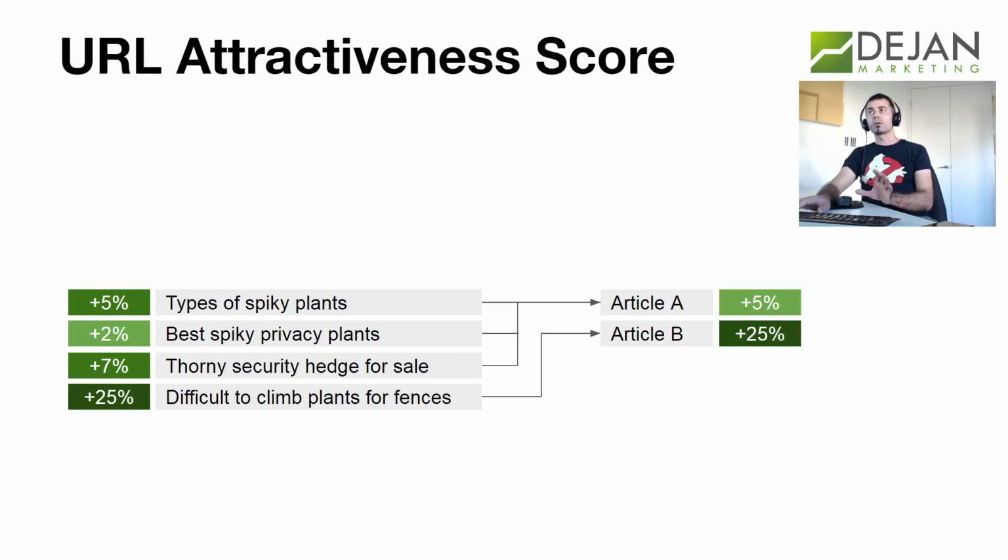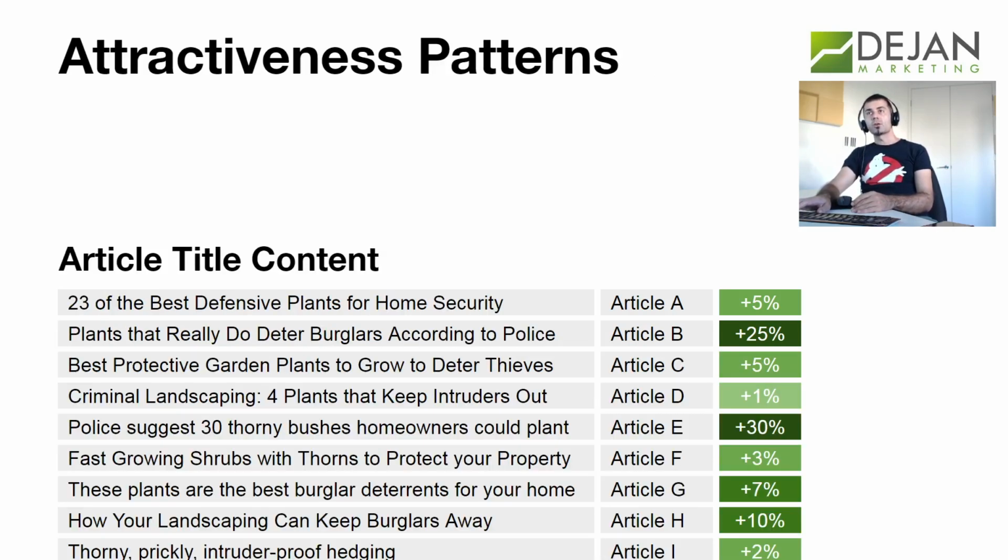So now, once we understand that article B was the one that wins and the other article has lower priority on our list of things to investigate, we are ready to look at the URL attractiveness score. So we start looking a little bit deeper into the actual content of the URL. And the first thing to look at, because that's the first thing that users look at, is the title of the article, because that's what's in the search snippet.